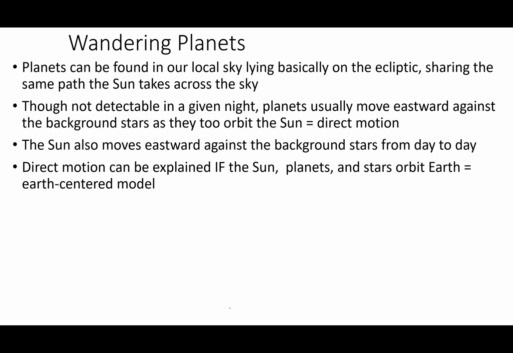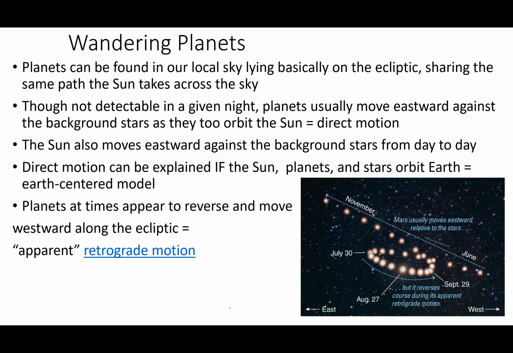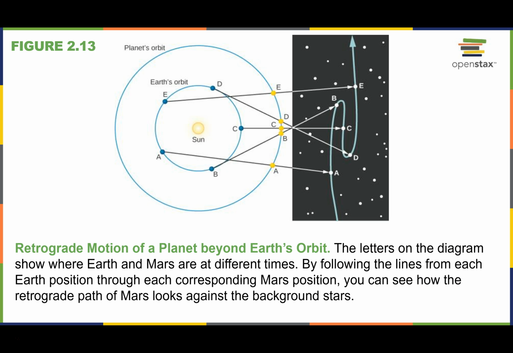So the direct motion made sense, if the planets are orbiting the Earth. What did not make sense was this reverse direction, this retrograde motion. So I have a video to show you that retrograde motion, like what's being shown here. The inner orbit is Earth, and this could be Mars orbit, and you told me that Earth is moving faster. So you see segments A, B, C, D, and E for the Earth, versus A, B, C, D, and E for the yellow planet Mars.